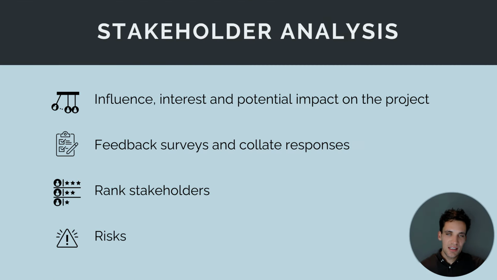Once we've first identified our list of stakeholders, the next step is to analyze them. So we can use ChatGPT to score stakeholders based on their influence and interest over the project. So based on its understanding of the context, it'll make assumptions around which are the most critical stakeholders. We can use it to actually create feedback surveys and engage with stakeholders. We can use it to rank stakeholders, and then we could also use it for risk identification.